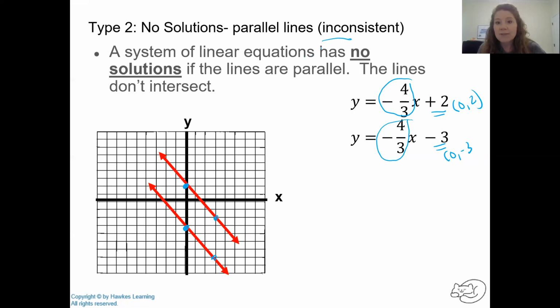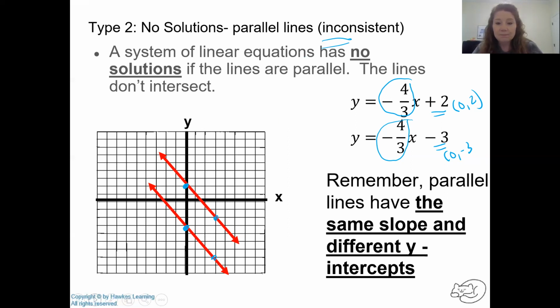Now in Hawks, you have to use one of those three words. Dependent, if they lie on the same line. Inconsistent if they're parallel, and consistent if you have one intersection. Remember, parallel lines have the same slope, but different y-intercepts.